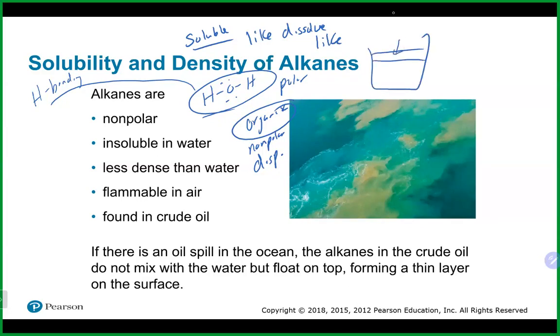That's why when we have oil spills, the oil usually ends up on top. The organic layer is usually the top layer in a test tube, and the aqueous or water layer is usually the bottom when they separate out from one another. That's because organic compounds are typically less dense than water, so they float to the top. So when you see different layers, usually the top layer should be your organic layer and the bottom layer your water layer. They typically are flammable in air, and obviously they're found in crude oil.